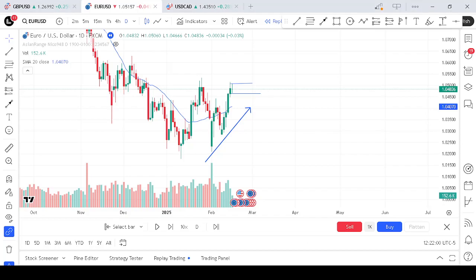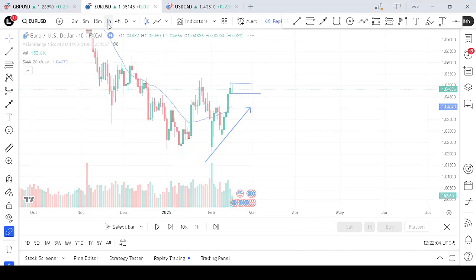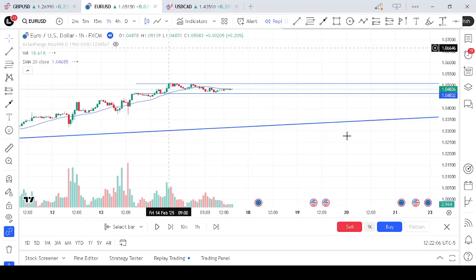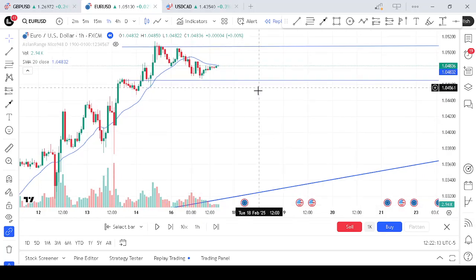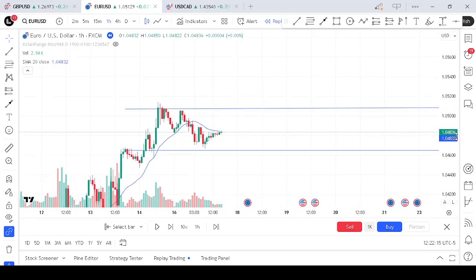Now let's not forget the rules are easy. If you want to enter for a buy, the entry rules are straightforward. You are looking for a clear break. We'll go to the 1 hour time frame to understand what is really happening in that previous daily candle.